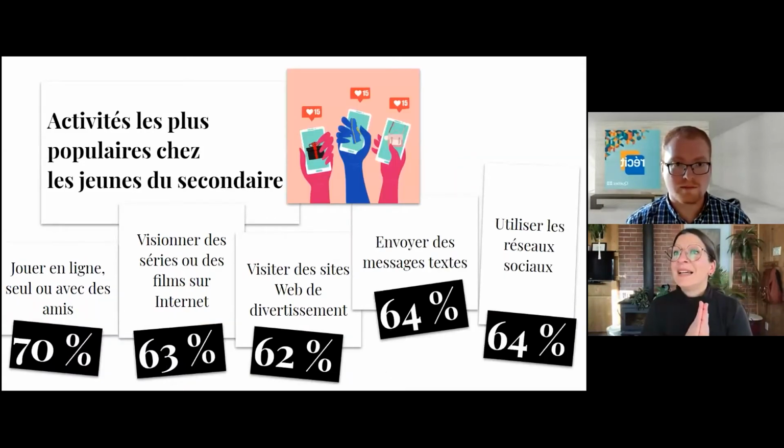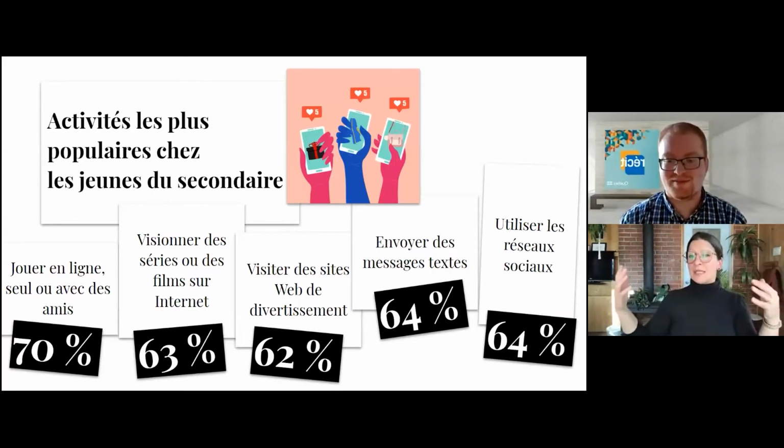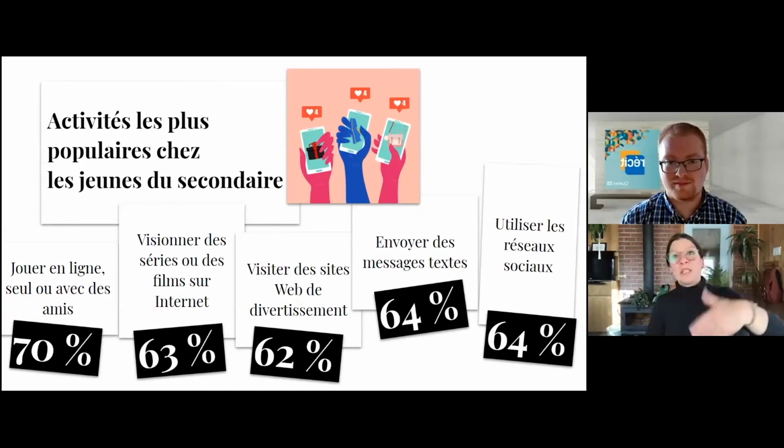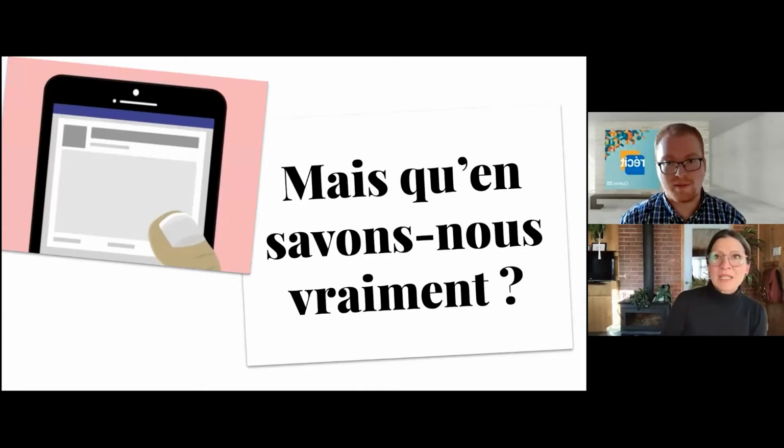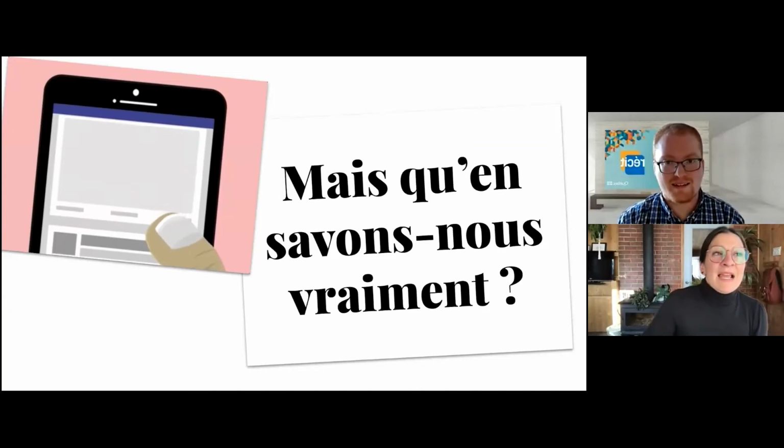Now, for secondary or high school students, we don't see much of a difference here, other than the fact that the percentage increases because more secondary or high school students have access to these devices. So they play online with friends, they view series and films, go on leisure sites, and they have an extra category that is sending text messages instead of videos. And then another one added, which is using social media. Starting in high school, 64% of them use their phones mainly for social media.